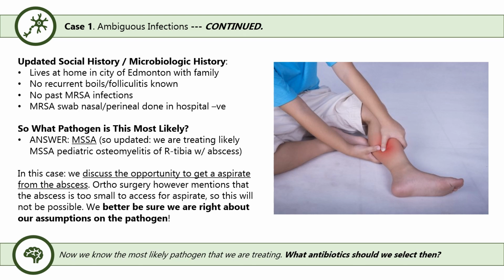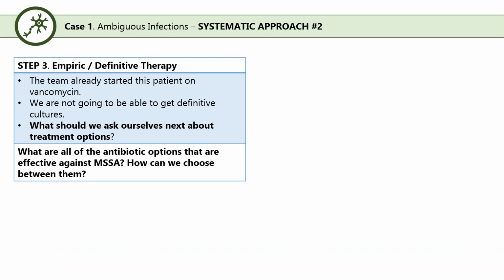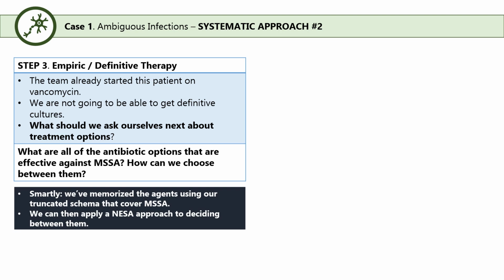So now that we think we know that this is Staph aureus, more specifically MSSA, what empiric antibiotics should we use? Remember, the team already started the patient on vancomycin, so anything we suggest otherwise will be a change in therapy. Ideally, we minimally tamper with antibiotic therapy to reduce error. We need to know what are all the antibiotic options active against MSSA, and then create a short list of antibiotics by spectrum. Luckily, we've memorized antibiotics that are active against MSSA through our truncated bacteriology schema and SPECTRA approach in earlier modules.